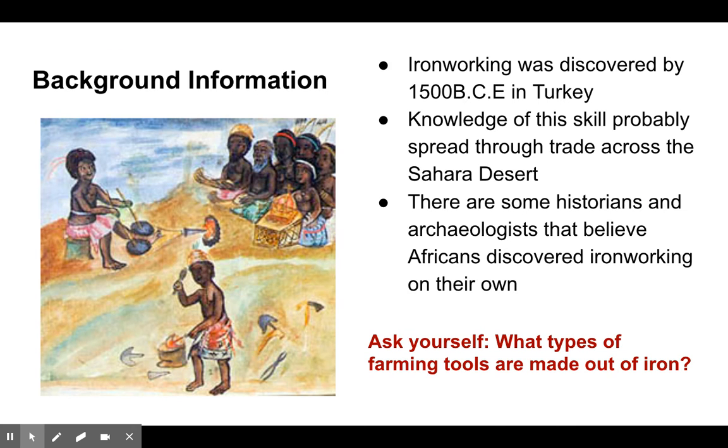A little bit of background information. First, if you notice on this slide, there is nothing typed in green, so you do not need to write anything down. Background information. Ironworking was discovered by 1500 BCE in Turkey. Knowledge of this skill probably spread through trade across the Sahara Desert. There are some historians and archaeologists that believe Africans discovered ironworking on their own. I want you to ask yourself, what types of farming tools are made out of iron?